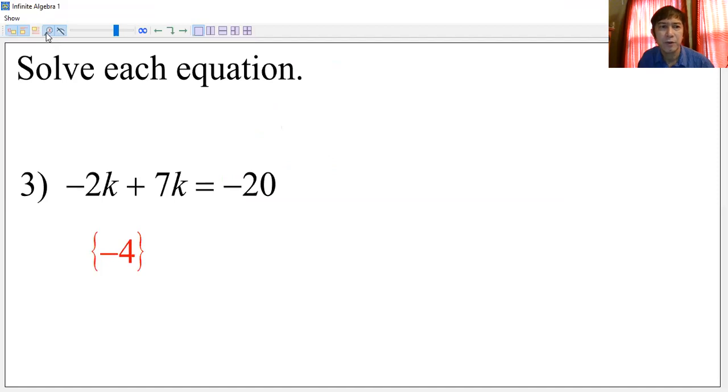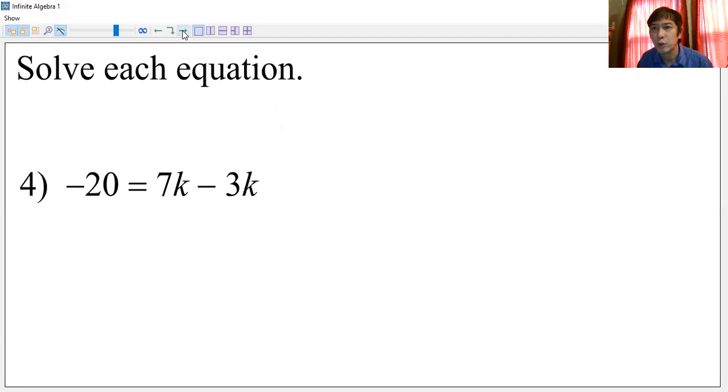If you don't have any question with number 3, we can now proceed to the next number. Let's have number 4. Here's number 4: negative 20 equals 7k minus 3k. I think this lecture note is up to number 16, so we will try to finish all of them. Now we have this number 4.